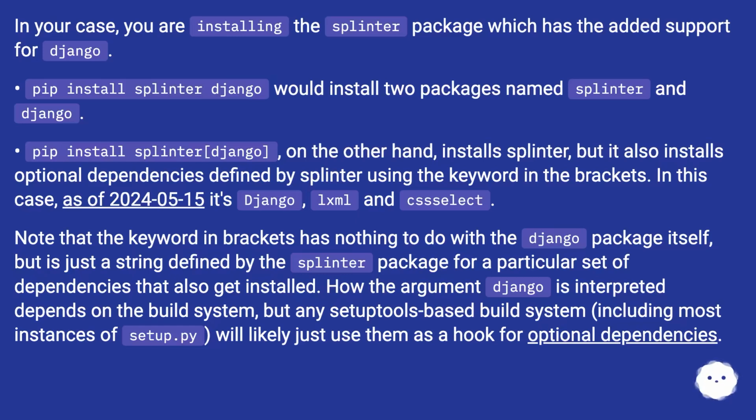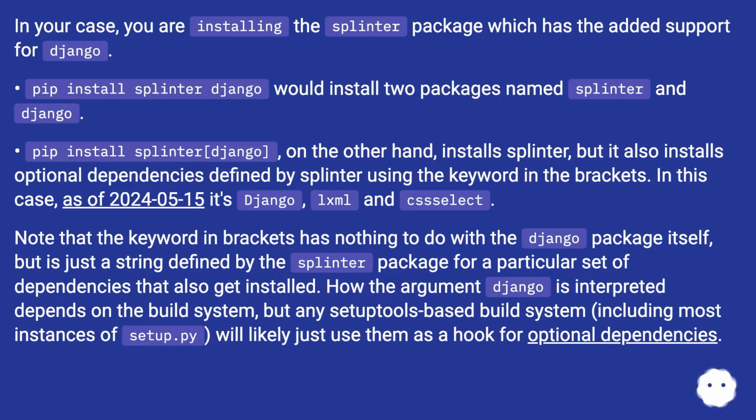In this case, as of May 15, 2024 is Django, LXML and select. Note that the keyword in brackets has nothing to do with the Django package itself, but is just a string defined by the Splinter package for a particular set of dependencies that also get installed.